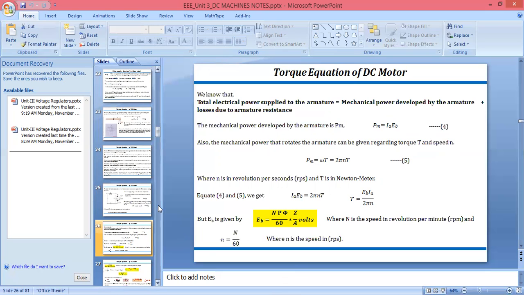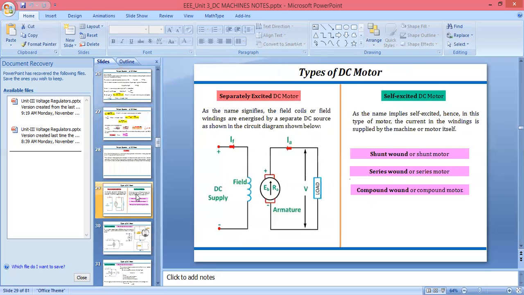Then we have studied the types of DC motors: separately excited DC motor and self-excited DC motor. Separately excited DC motor means we give a separate DC power supply to the field winding and to the armature winding. If you are not giving power supply separately to the armature and the field winding, but you give the power supply to the DC motor and that provides the supply to the field winding, then you can say it is a self-excited DC motor, because we are not giving the power supply to the field winding separately; the field winding gets its power supply from the DC motor.